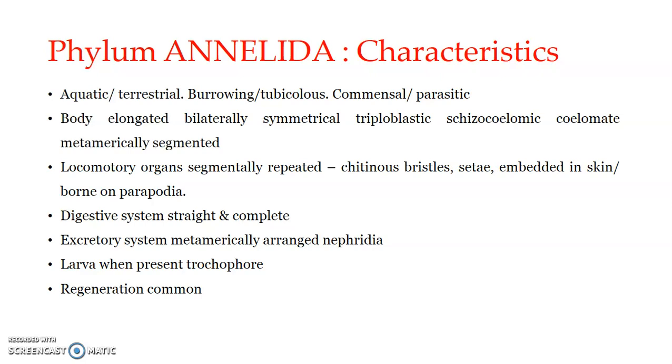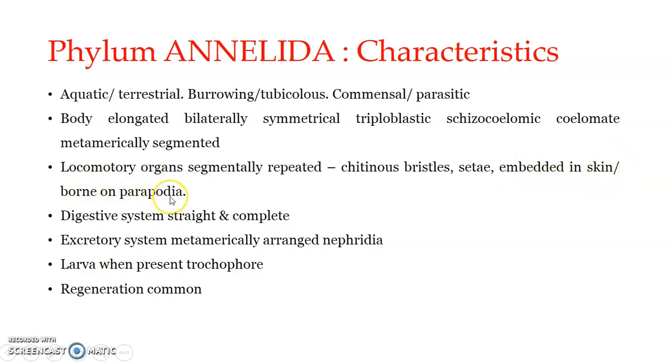Appendages, when present, are unjointed, but the major locomotory organs are segmentally arranged, paired setae, otherwise known as chaetae. These are chitinous in nature. So chitinous setae are the major locomotory structures. They help in locomotion. These setae may or may not be present on parapodia. That is, you can see here, the locomotory organs are segmentally repeated bristles or setae. They may be embedded in the skin or they may be borne on the parapodia.